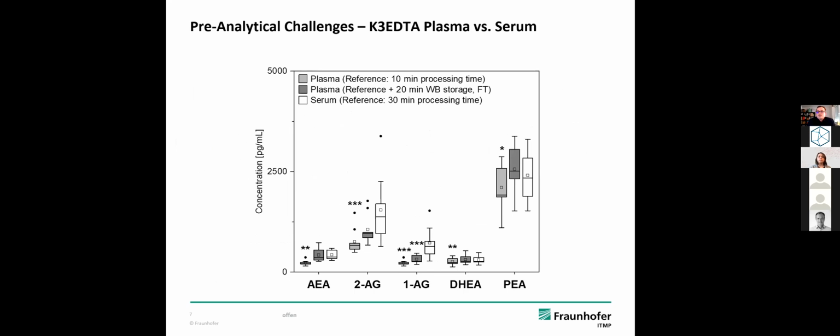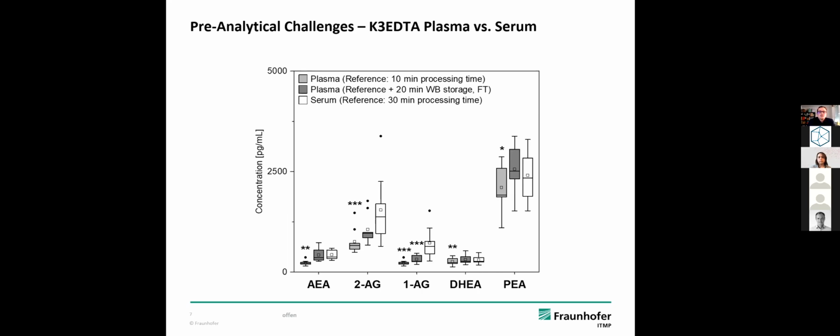Another critical point we have to discuss very often with the cooperation partners and clinicians is why we couldn't use serum samples for our analysis, and a lot of studies are performed using serum samples. It is known, at least for the lipid mediators, that serum and plasma are not comparable for several compounds, and our experiments confirm this finding, as can be seen in this figure, for the analysis of endocannabinoids.